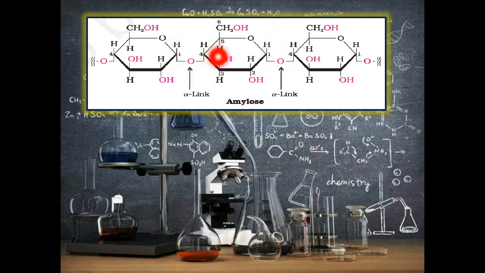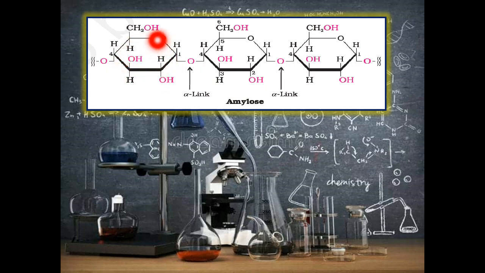Starch, that is amylose as well as amylopectin, is composed of how many units? 200 to 1000 alpha D plus glucose units. But here it's not possible to draw 200 or 300 units. So in order to show the structure of a polymer, we'll write a partial structure. Okay, so how to write this?